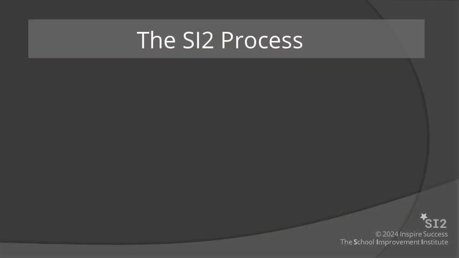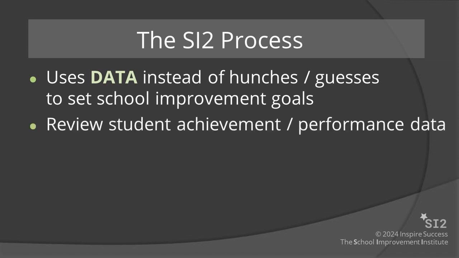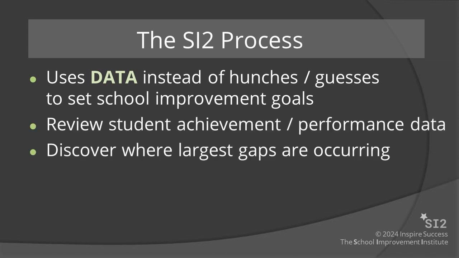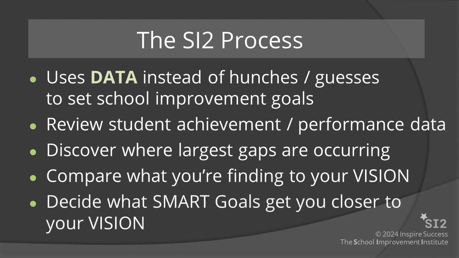This module speaks to the heart of the School Improvement Institute's process. So instead of setting school improvement goals based on hunches about what changes or improvements are needed at your school, this process uses a data-based approach. You start by reviewing student achievement and performance data, discover where the largest gaps in achievement are occurring, compare what you're finding to your vision, and then decide what SMART goals are needed to get you closer to your vision.